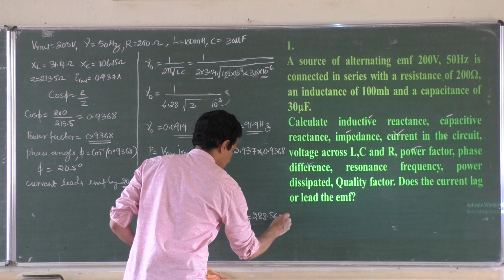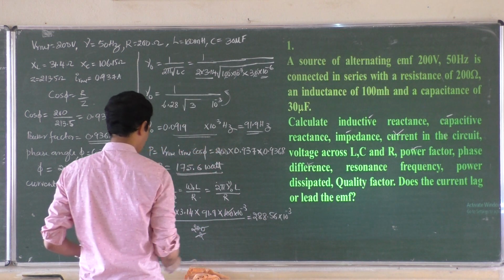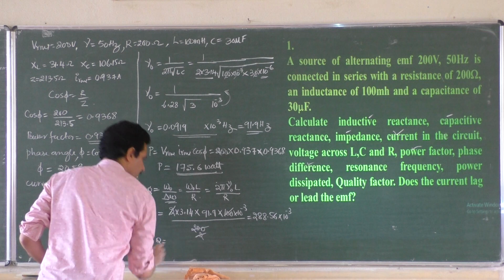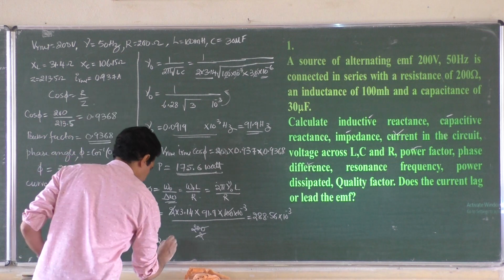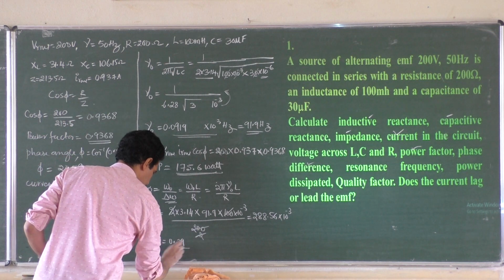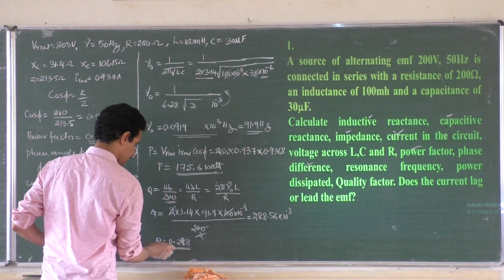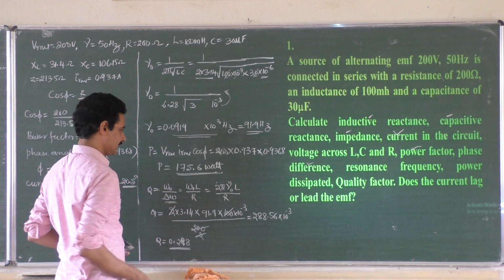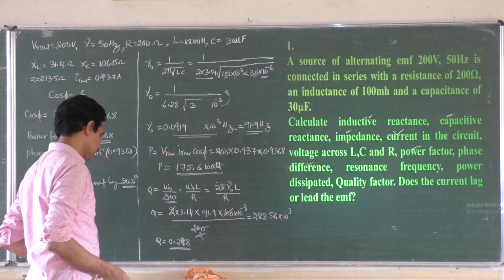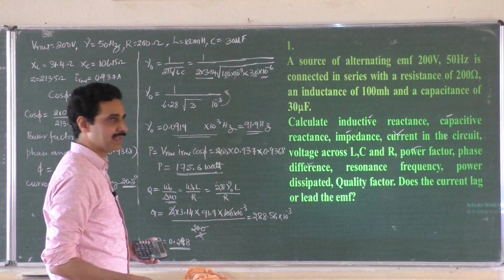288.56 into 10 to the power minus 3. So the quality factor is 0.288. Shall I write it as 0.29 or 0.288? There is no unit for quality factor because it is frequency by frequency, resistance by resistance. Okay, so 0.288.